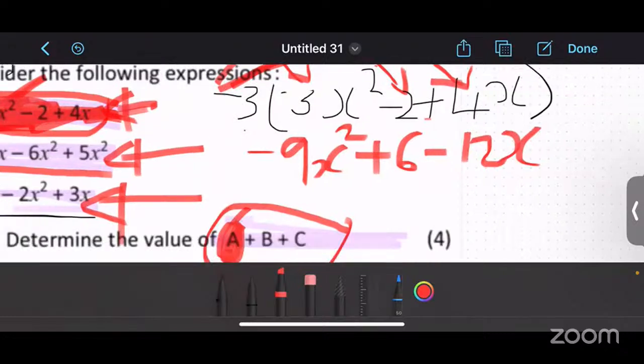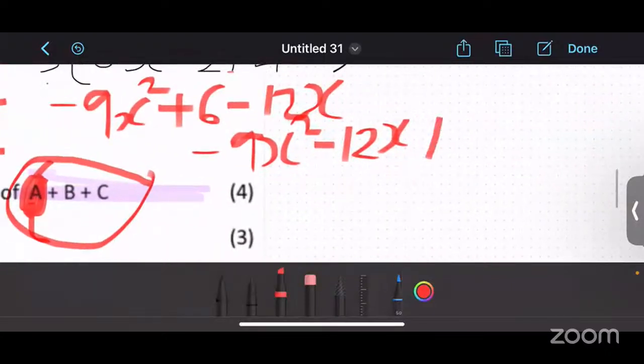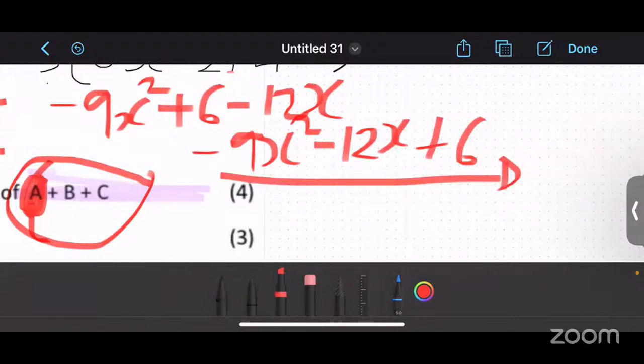And then now we have minus 9x squared minus 12x and then plus 6. This is going to be my final answer.